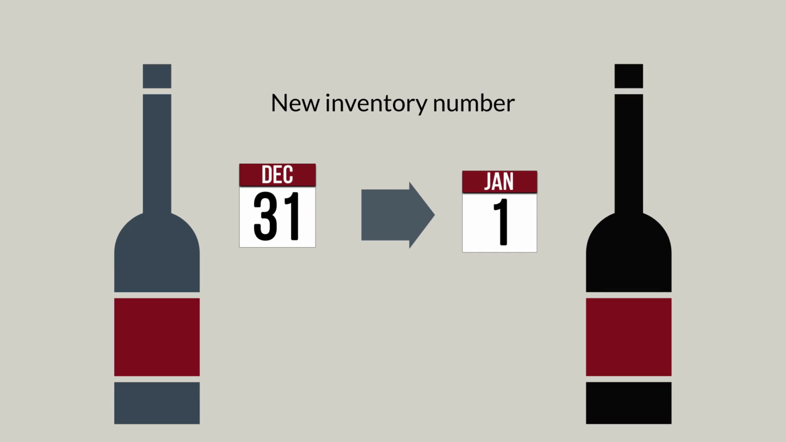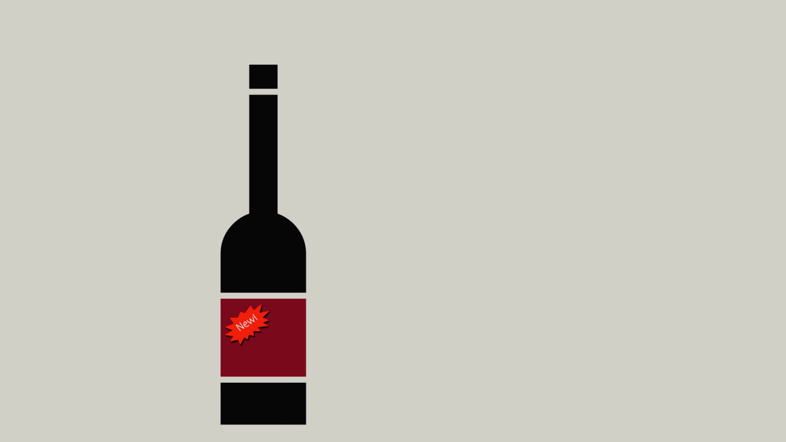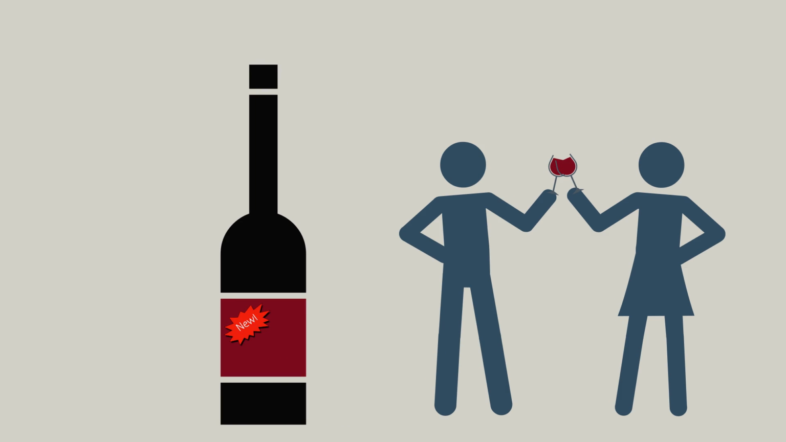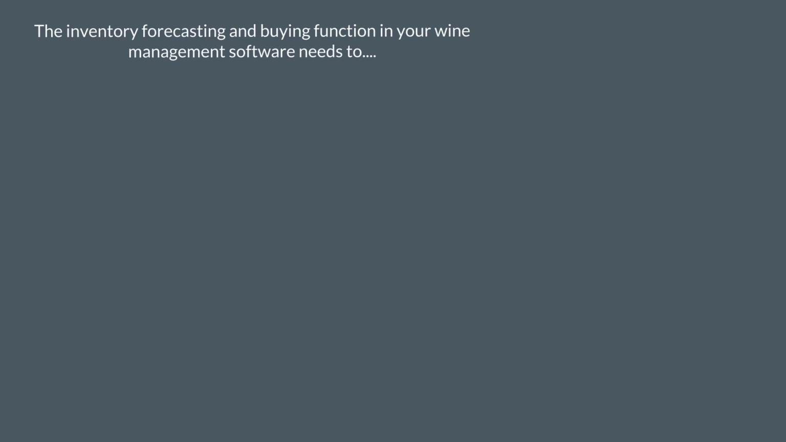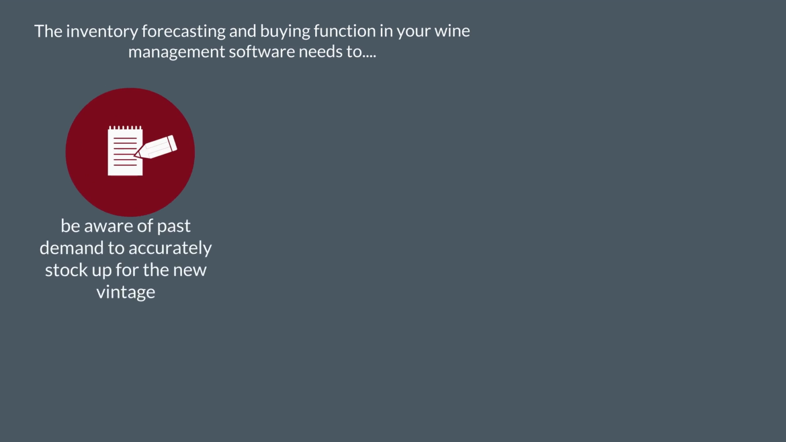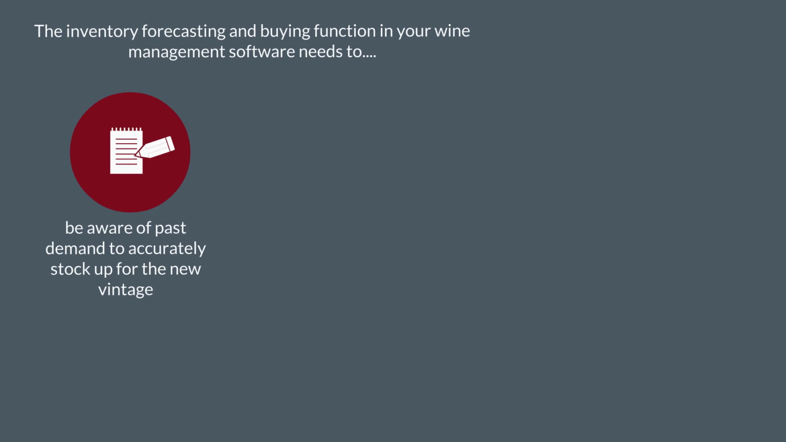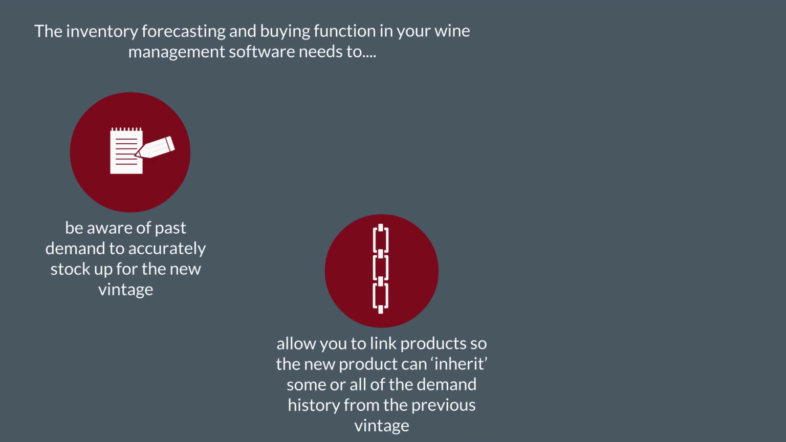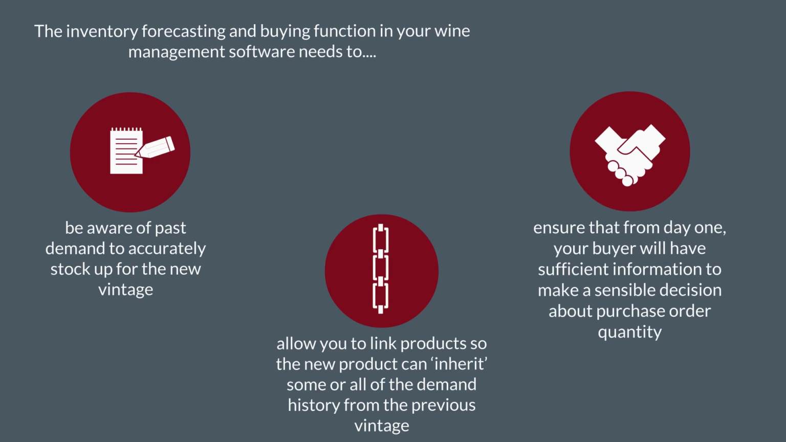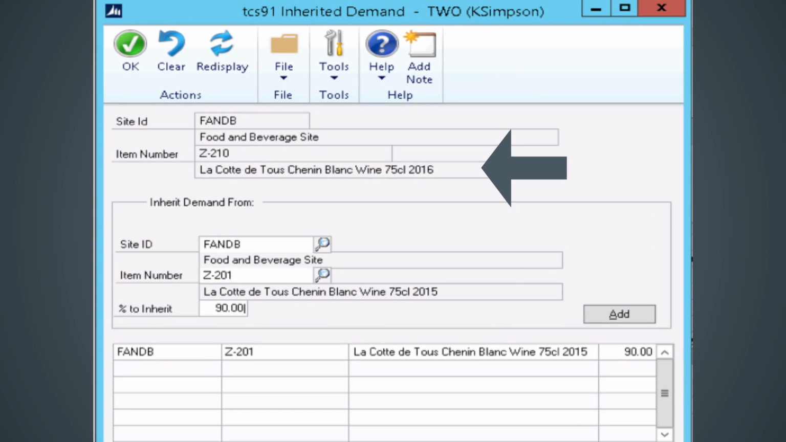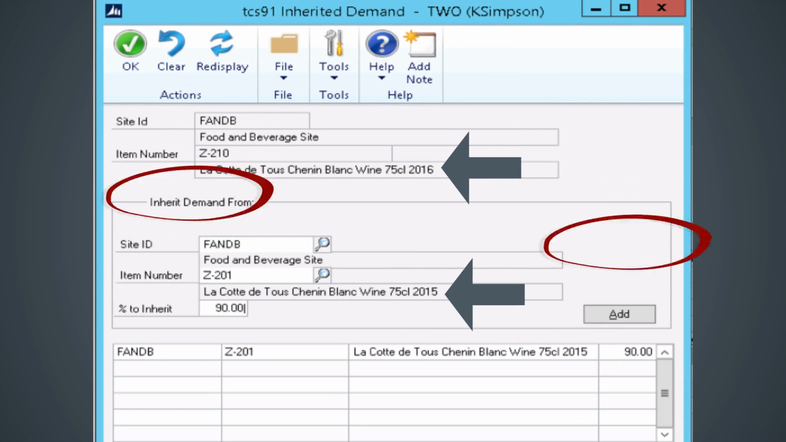For fine wines, each year brings a new vintage that might require a new inventory number that will supersede the previous year's vintage. Although it's a new product, it's reasonable to assume that it will be purchased by the same customers in similar quantities. The inventory forecasting and buying function in your wine management software needs to be aware of the past demand to accurately stock up for a new vintage. Dynavistics allows you to link the products so the new product can inherit some or all of the demand history from the previous vintage, ensuring from day one your buyer will have sufficient information to make a sensible decision about the purchase order quantity. In this example, the 2016 inherits 90% of the 2015 vintage's.